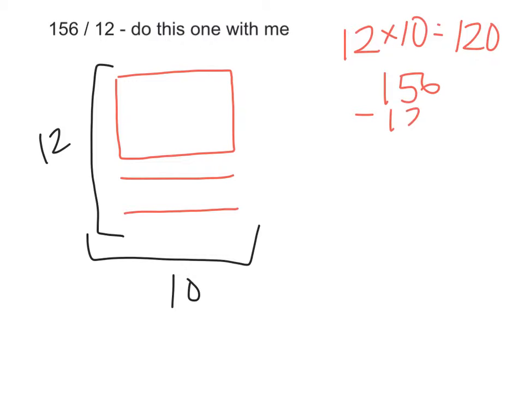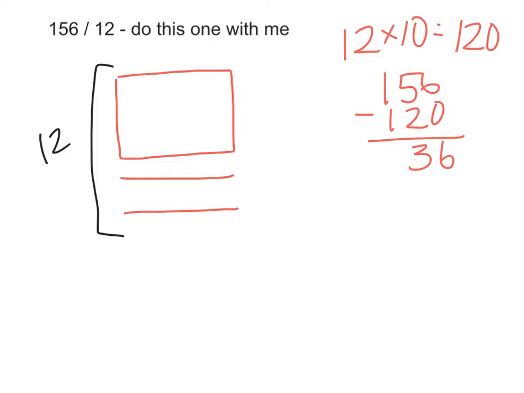156 minus 120 gives me 36 left. So I'm not quite done yet. I still have my 12 groups, but now I need to show where my 36 are going to go. So I know that with 36, I can give this group one more. That's like my 10 stick, and then ones. So now each group has 11.